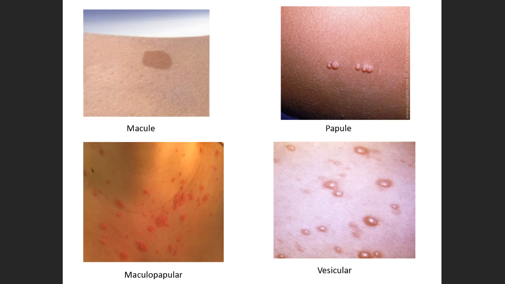Now, here we can see this is a reddish, flat patch on the skin surface. This is called a macule, whereas a papule is a slightly elevated lesion. You can see here, this is a papule, and these are maculopapular rashes. These are reddish and also associated with papular lesions. And here you can see vesicles. Vesicles are nothing but fluid-filled, raised lesions.